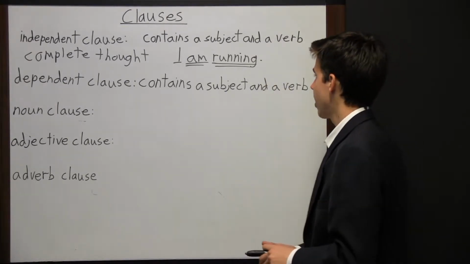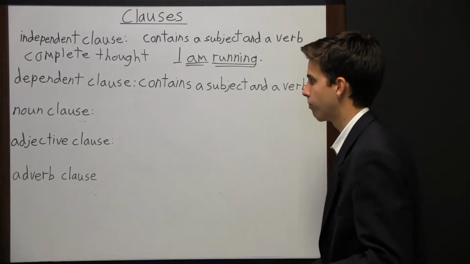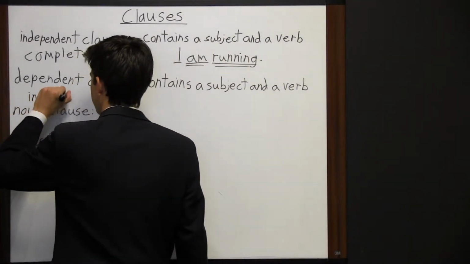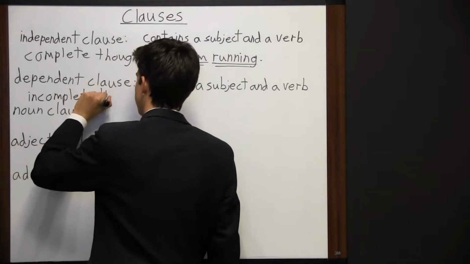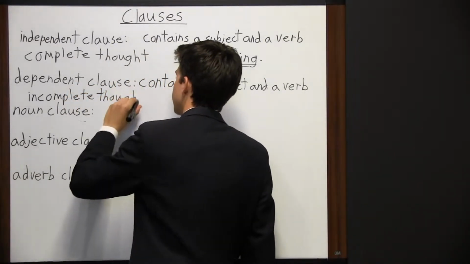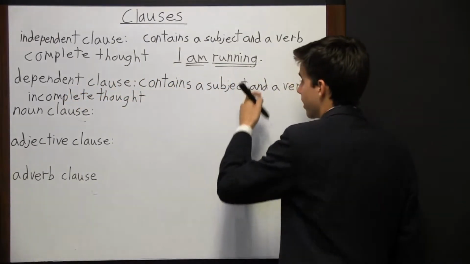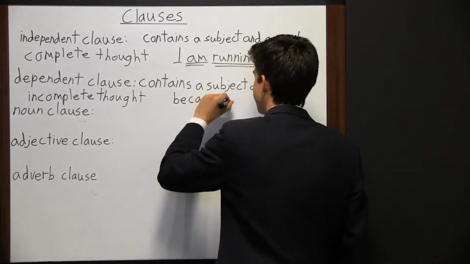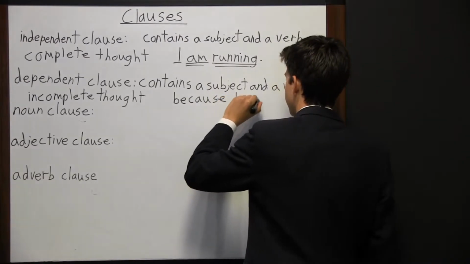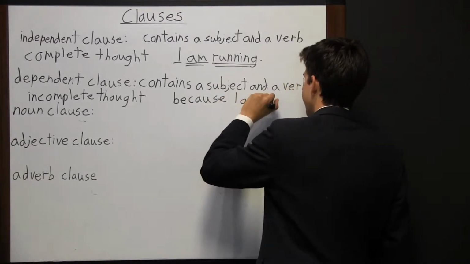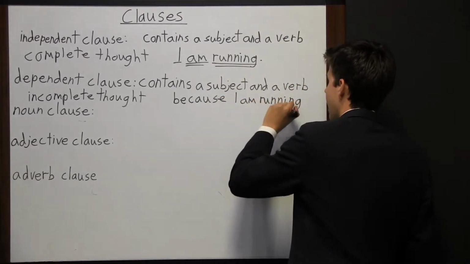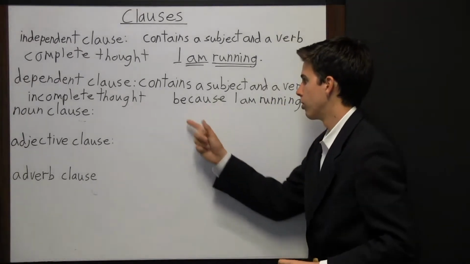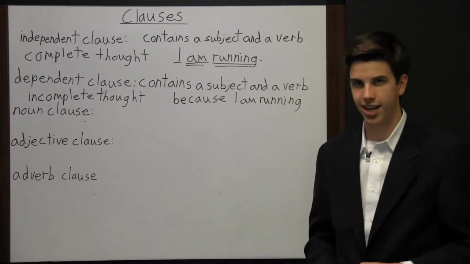Now a dependent clause also contains a subject and verb. However, it is an incomplete thought. And so we can take this independent clause up here and just add the word because to it, and it becomes a dependent clause. Because I am running still has a subject and a verb, but now we have the word because, and so it's a dependent clause. It's not a complete thought.